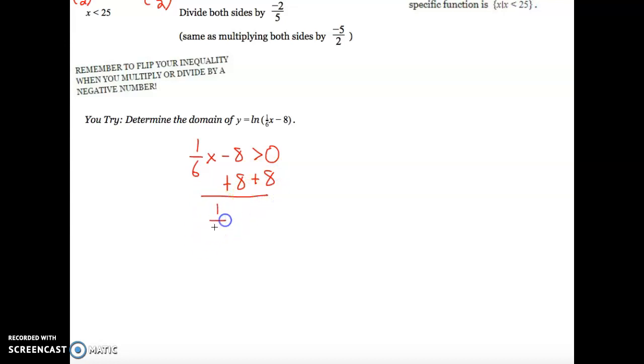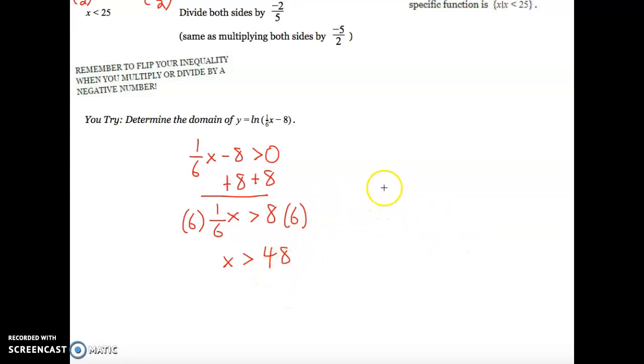And then I have 16x is greater than 8. And then you can either divide both sides by 1/6, or I like to multiply by the reciprocal. So I'll multiply both sides by 6. And I get x is greater than 48. Got it. Simple math sometimes, you know?